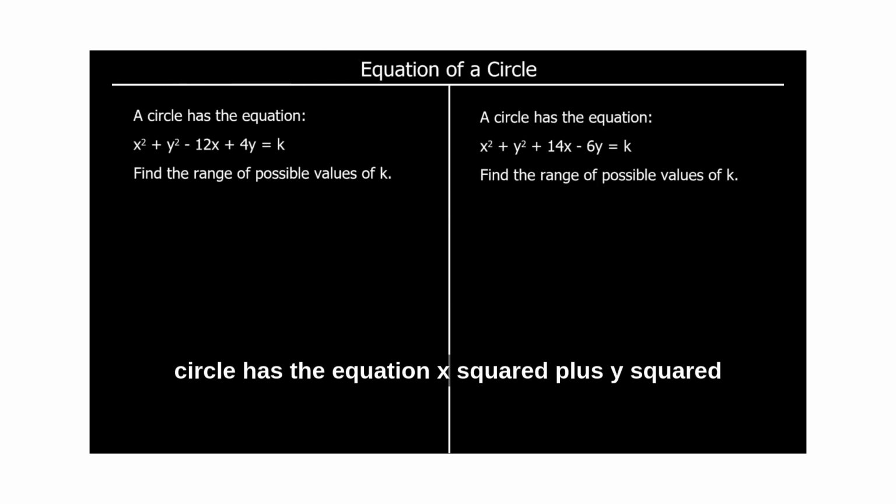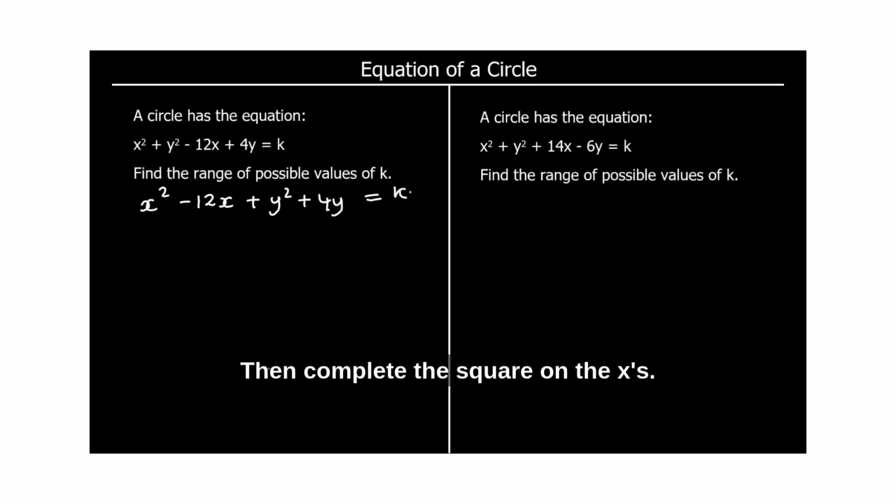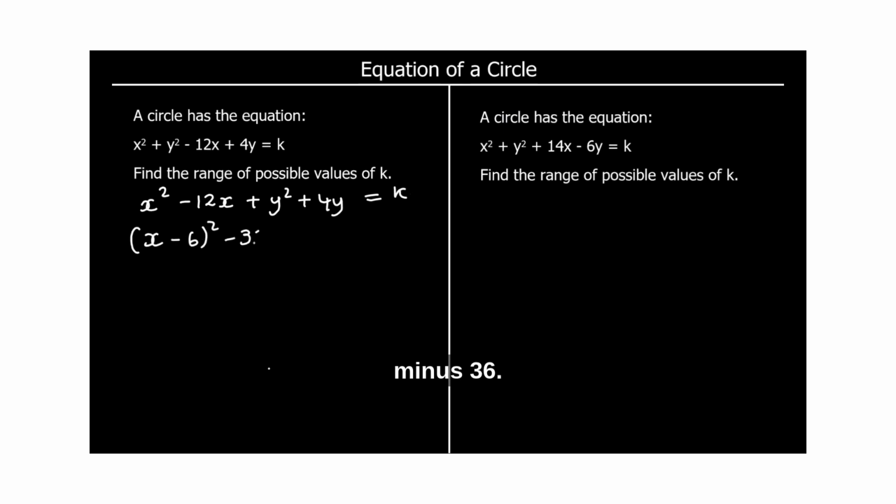A circle has the equation x squared plus y squared minus 12x plus 4y equals k. Find the range of possible values of k. So let's get it in the right form first, and then we'll have a look at what k could be. So I'm going to get the x's together and the y's together. Then complete the square on the x's. So (x minus 6) squared minus 36. Complete the square on the y's. (y plus 2) squared minus 4.